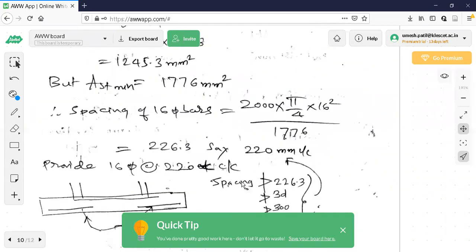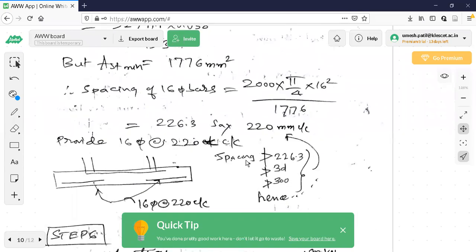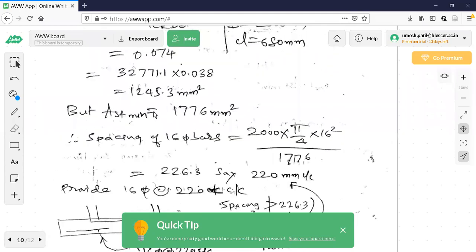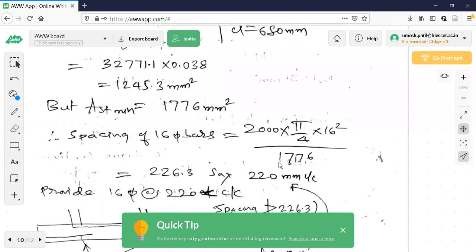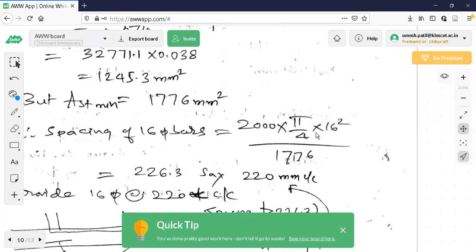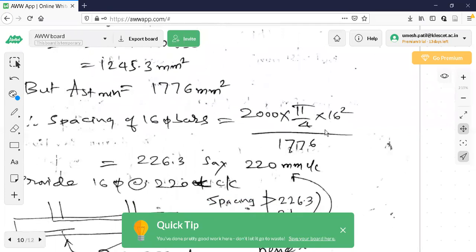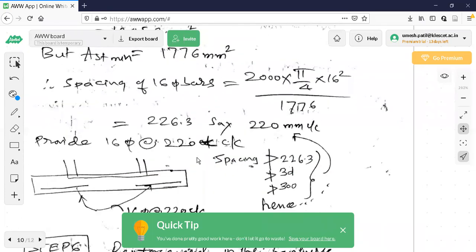Again use 16 mm bars. Now here, 1245.3 is lesser than the minimum value. That is why 1776 is used. See this here. 1776 is used. 2000 into pi by 4. This is all there. So 226.3.